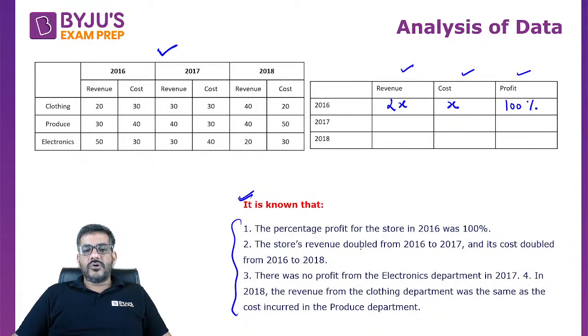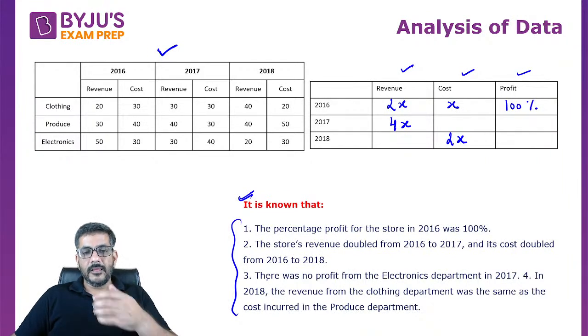Second, store's revenue doubled from 16 to 17. So the revenue doubled from 16 to 17. So it would have become 4x. And its cost doubled from 16 to 18. From here to here the cost has doubled. So this must have become 2x over here. That's the second. Third, there was no profit from electronics department in 2017.